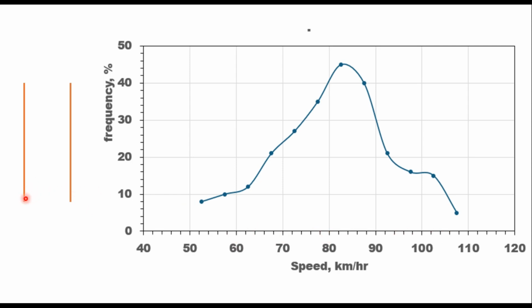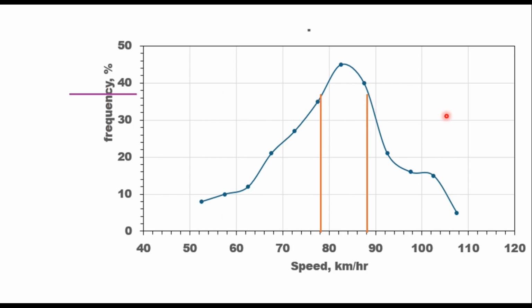Then you slide these lines on this x-axis so that the first line will be on the left side of the curve and the second line will be on the right side of the curve. Then in that case it will be like this. So this is the pace, the pace of the speed data. And you can read here on the x-axis, 78 to 88 km per hour is the pace. So this is the speed at which maximum drivers are traveling.